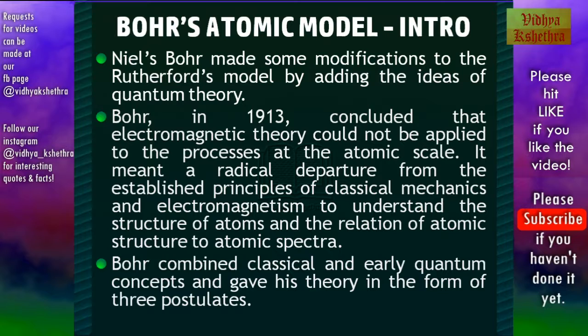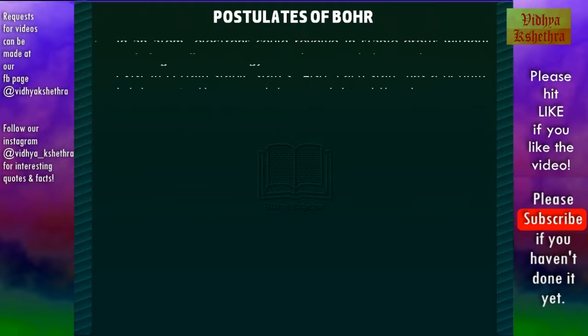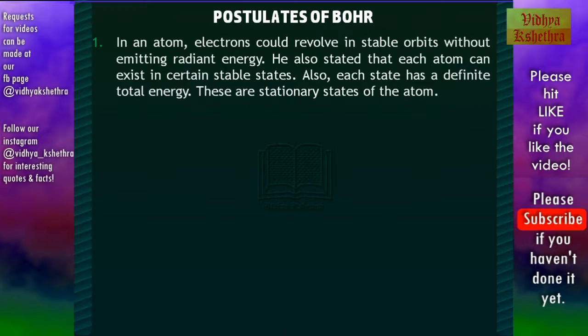Bohr was able to combine the classical and early quantum concepts, and he gave a theory in the form of three postulates. Now we can see the three postulates. Postulates of Bohr. First is, in an atom, electrons could revolve in stable orbits without emitting radiant energy. He also stated that each atom can exist in certain stable states. Also, each state has a definite total energy. These are known as the stationary states of the atom.